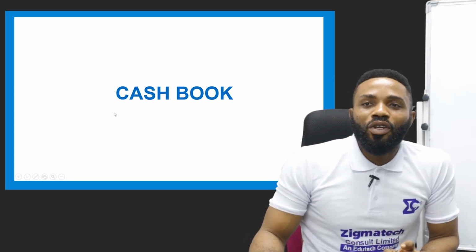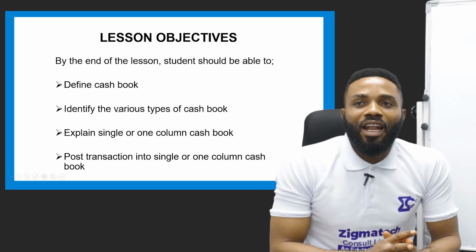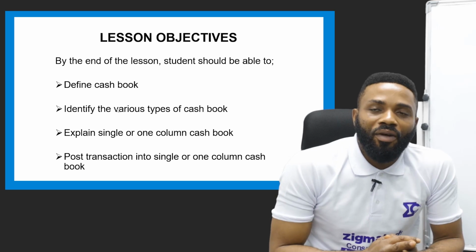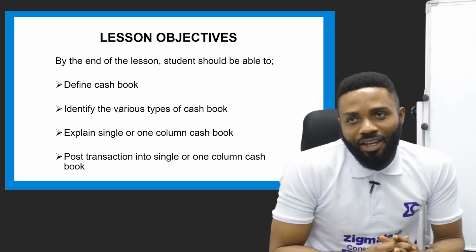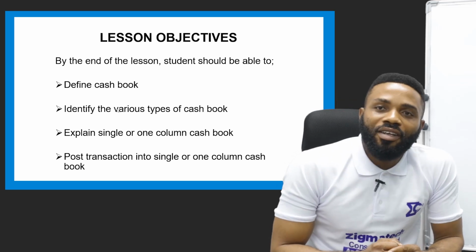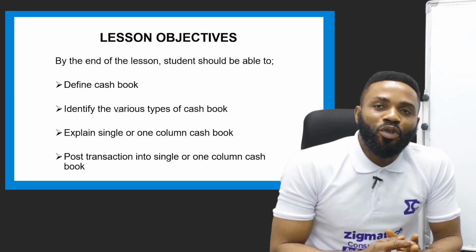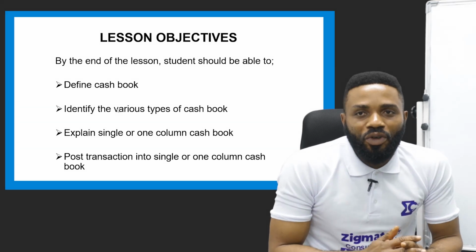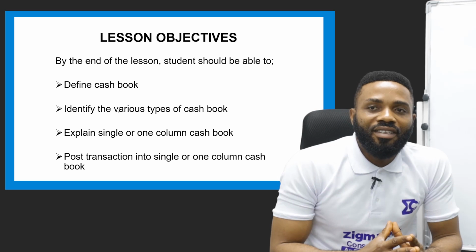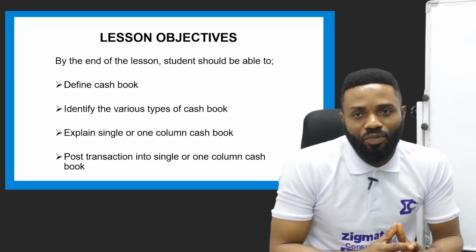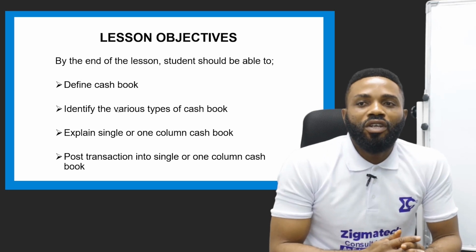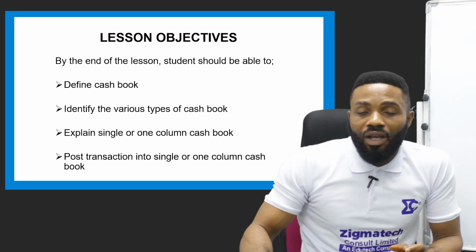Now, quickly, we are going to look at what I call lesson objective. What are we looking at? What will be our guide in our today's lesson? What are we actually planning to achieve? Number one, at the end of the lesson, we'll be able to define cashbook. We'll be able to identify the various types of cashbook, be able to explain single or one column cashbook, and we'll be able to post transaction into single or one column cashbook.